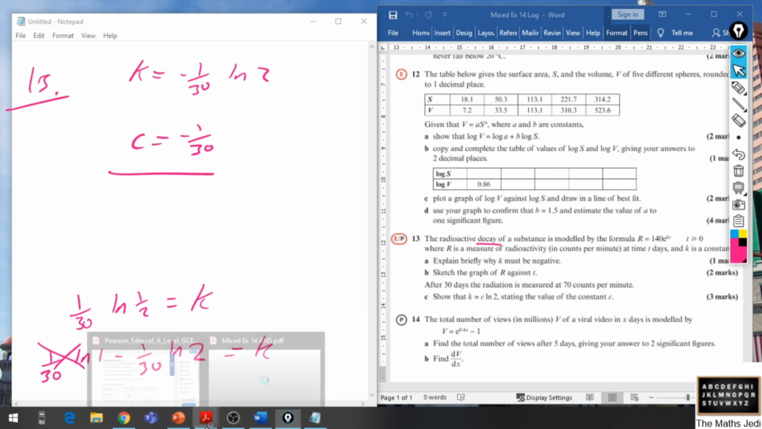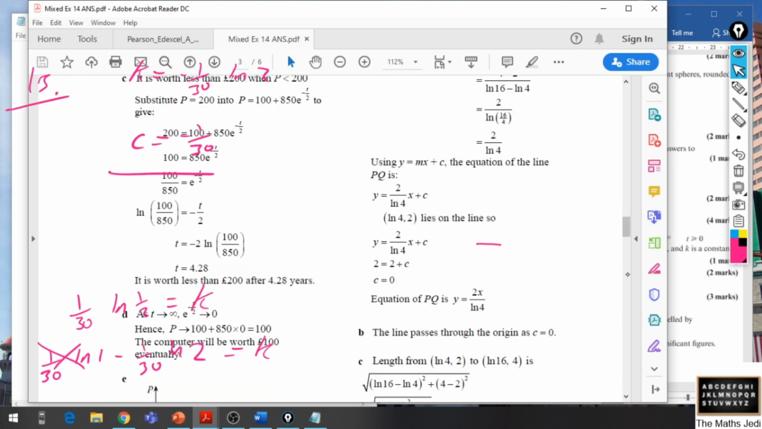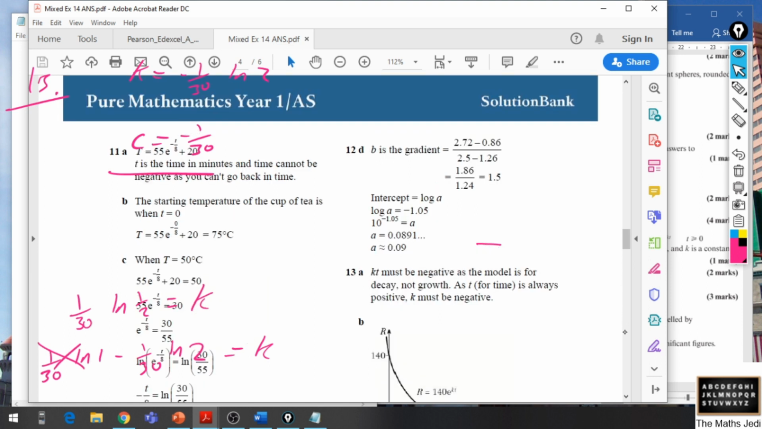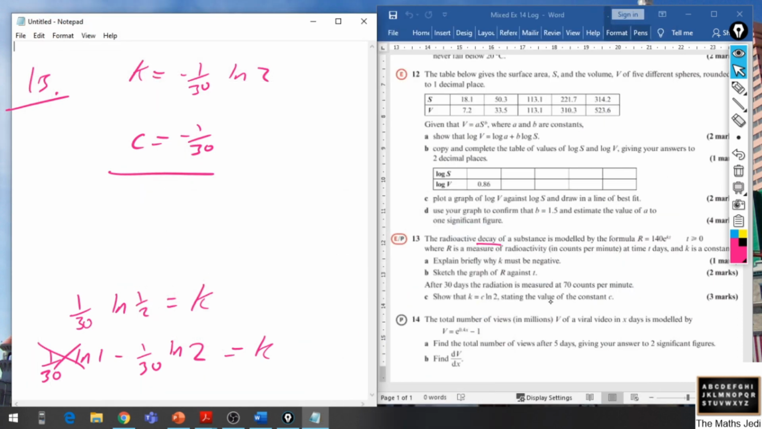Looking at number 13, let's just check we've got the right answer. So minus the 30th, there it is. So absolutely fine, straightforward. I'll leave you to do the others. They're all good practice, this particular exercise. I would encourage you to spend some good time just going through these, making sure you've got them clicked.